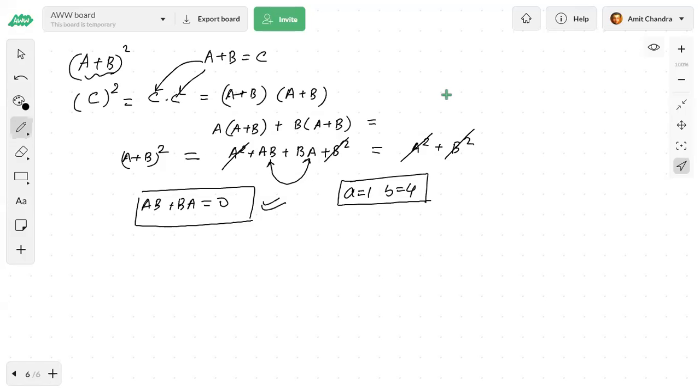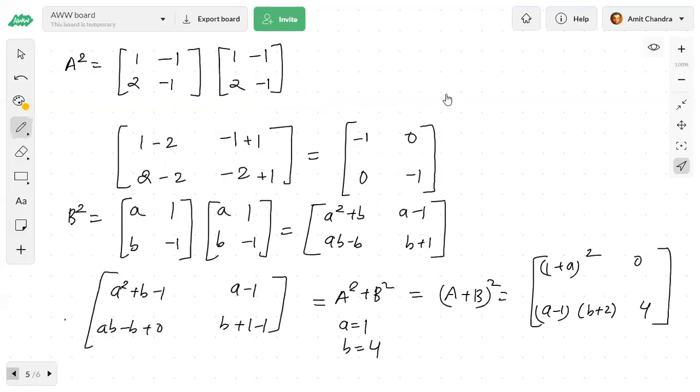See, A plus B and A plus B are multiplying both. Now see, when A gets multiplied with A, you will get A square. When A gets multiplied with B, you will get AB. Now when B gets multiplied with A, you will get BA. And when B gets multiplied with B, you will get B square.